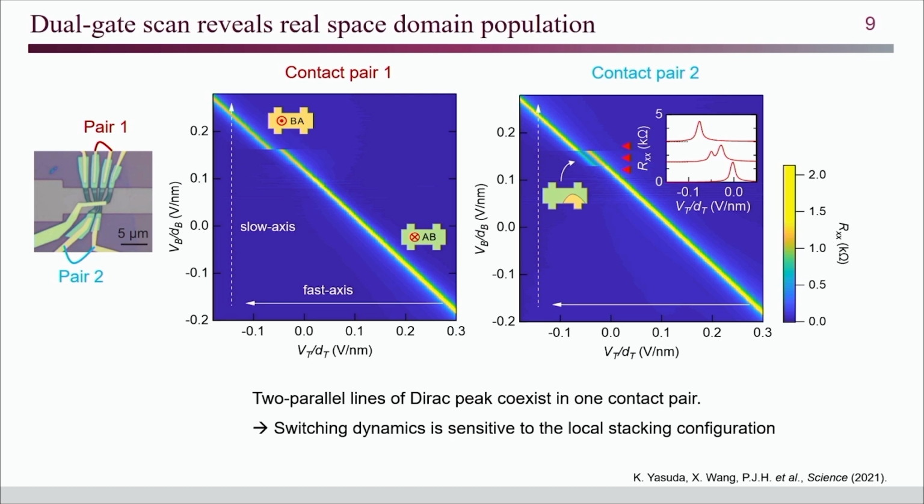We see some interesting behavior at the two contact pairs that we measure. In one contact pair, we see a clear change from the AB to BA domains here. On the other contact pair that we measure, we see a coexistence of the two peaks. This tells us that in the contact pair 2 region, we have coexistence of the AB and BA domains, and this switching dynamics can be very sensitive to these local stacking configurations.